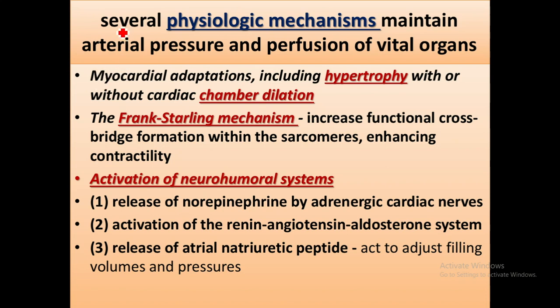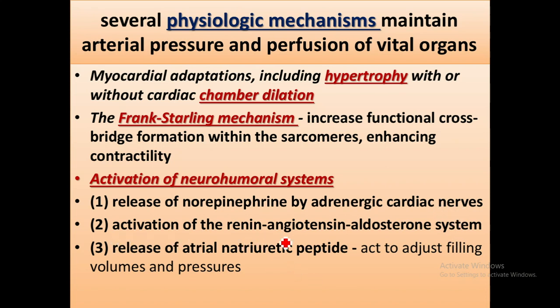So, like we discussed, there are several physiological mechanisms maintaining the arterial pressure and perfusion of the vital organs, like myocardial adaptation, including hypertrophy with or without cardiac chamber dilation. There is the Frank-Starling mechanism, in which there is increased functional cross bridge formation within the sarcomere, enhancing the contractility. Then there is activation of the neurohormonal system, like release of norepinephrine by the adrenergic cardiac nerve, which will try to increase the heart rate and myocardial contractility.